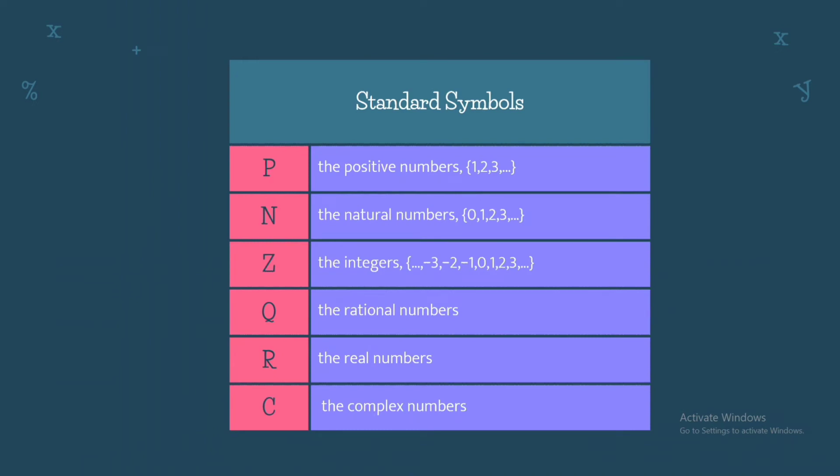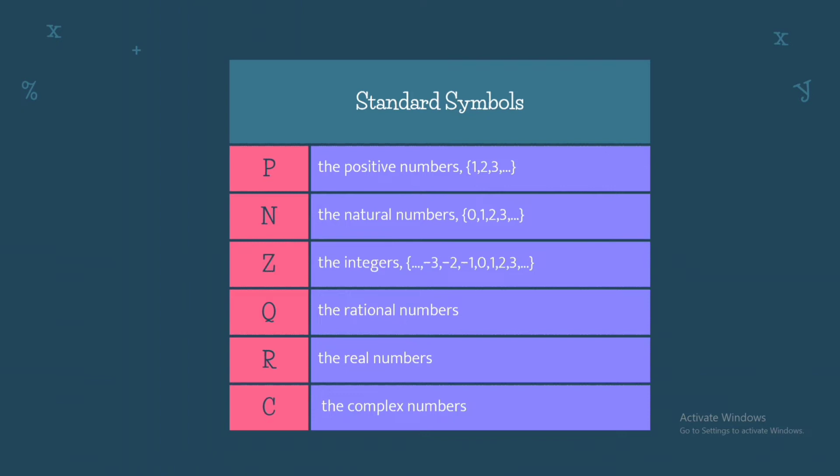Naming or describing a set is very important, and we usually use capital letters or symbols. For example, we have symbol P for set of positive integers, letter N for set of natural numbers, letter Z for the integers, Q for rational numbers, R for real numbers, and C for complex numbers. Be familiarized with the following symbols, especially the P, which stands for positive integers.